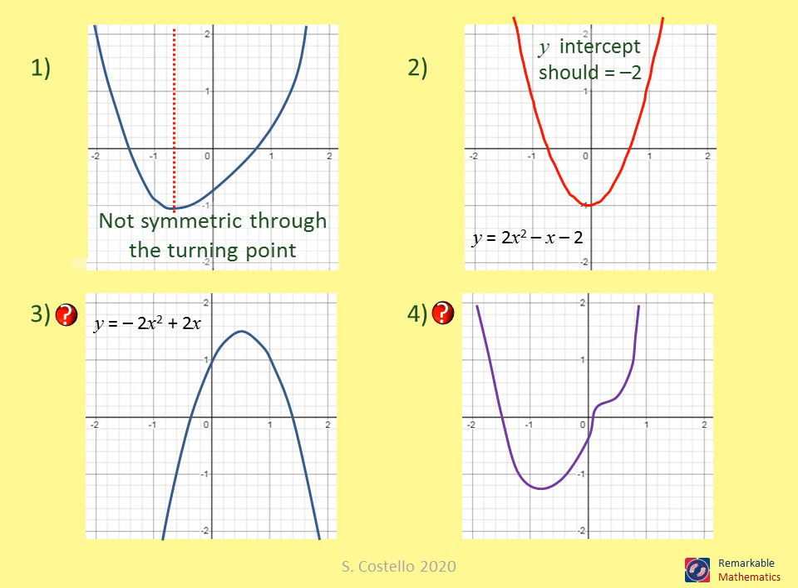Graph number 3, again, it's a y-intercept. The y-intercept should be 0. Sometimes it throws people out when there isn't anything there, but if there isn't anything there, the only value it could be is 0. And finally, graph 4, you could have said two things on this really. The one I was trying to highlight is that it's not a smooth curve. If you'd said that it's not symmetric through the turning point, that would have been another reason why it wasn't accurate.